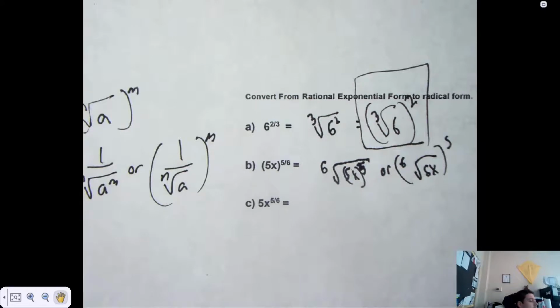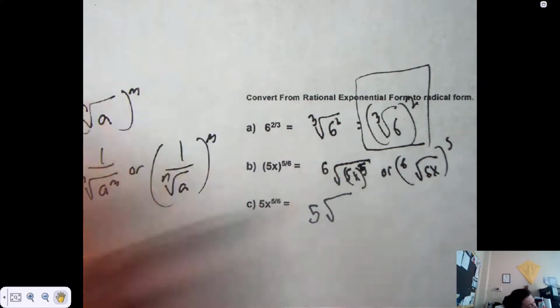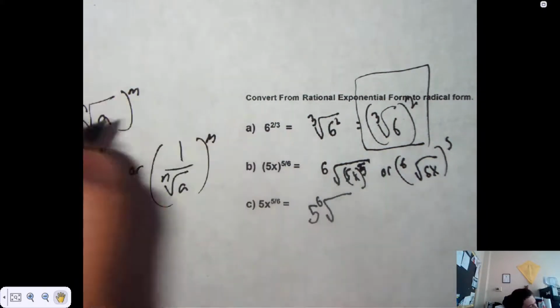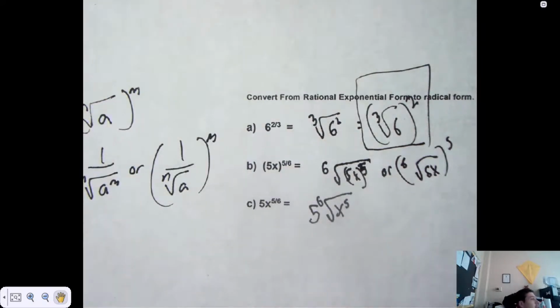10 minutes, man. Example C. What's the only thing with the exponent? X. Put the 5 outside. Still what root of x? 6. What power on the x? 5. I'd leave that one like that myself. Be comfortable with both. There's front page.